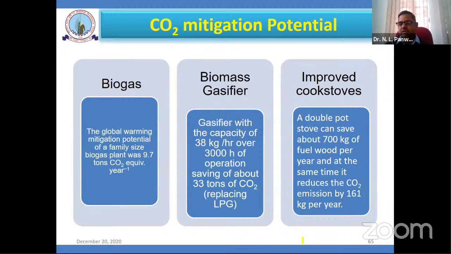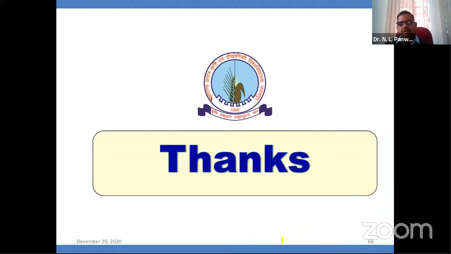So 700 kg of fuel per year we are saving, and around 161 kg of CO2 per year can be saved by one household. This is how a CO2 mitigation option is there. And thank you very much for patiently listening. If this session is open for discussion, I welcome all questions from your end.